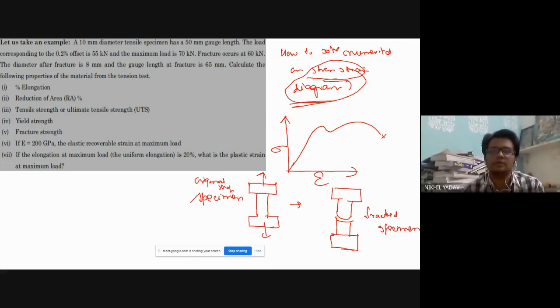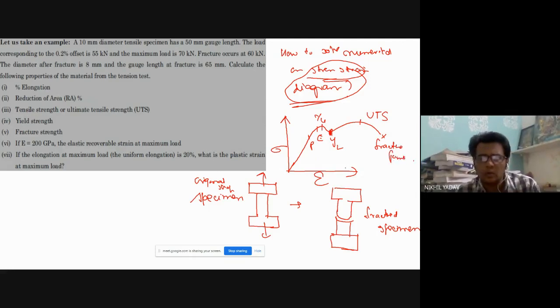Okay, fine. So now if we plot all the important points here, this is P, this is E, this is the upper yield point, YU, this is YL, this is UT, the ultimate tensile strength, and this is the fracture point. Okay, now what else is there? I hope that you all know about all these things, so we don't have to explain much about that. I will be explaining it in my other videos.